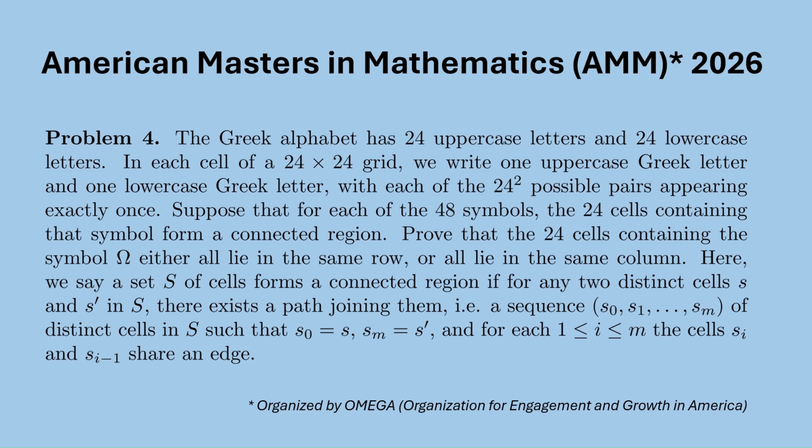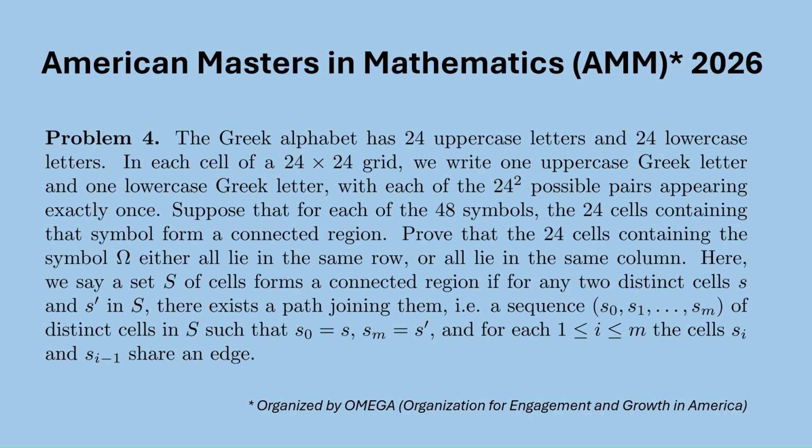The Greek alphabet has 24 uppercase letters and 24 lowercase letters. In each cell of a 24 by 24 grid, we write one uppercase Greek letter and one lowercase Greek letter, with each of the 24 squared possible pairs appearing exactly once. Suppose that for each of the 48 symbols, the 24 cells containing the symbol form a connected region.